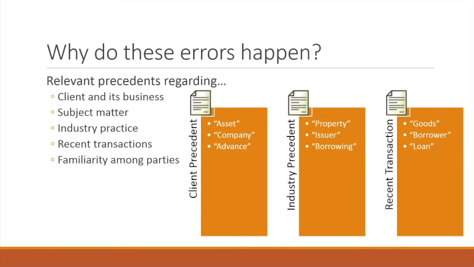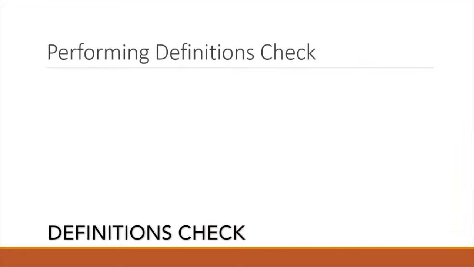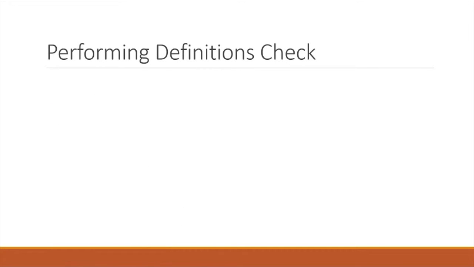So lawyers, in addition to being careful in reviewing the document in general, will also actively perform error-checking procedures to catch these busts. And the error-checking procedure to catch these types of definition-related errors is called a definitions check. So let's dive right in and perform a definitions check on a real contract.